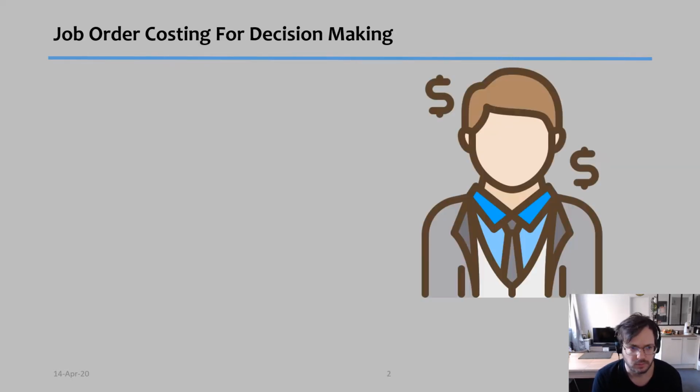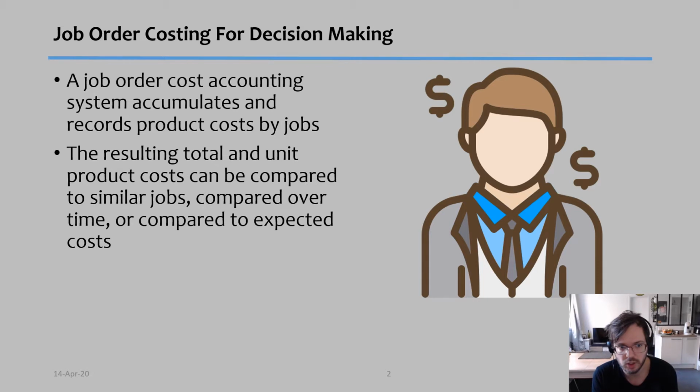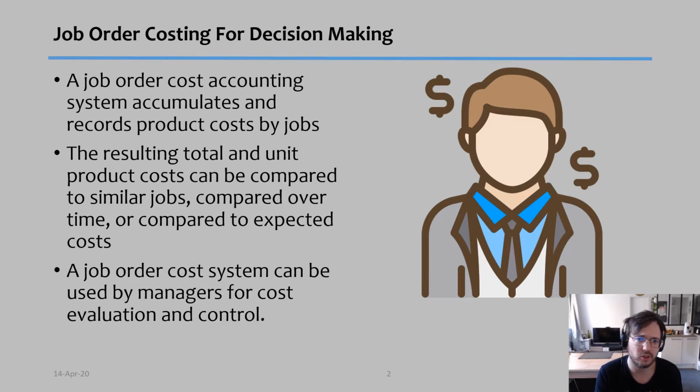So the job order costing system can be used as a system to make decisions or to analyze or to control accounts, because a job order cost accounting system will accumulate and record all the costs related to products for each job. Now, because of that, the resulting total and the unit costs can be compared to similar jobs, and I can then compare as well over time or compared to expected costs. And the job order costing system can be used by managers for cost evaluation and for cost control.